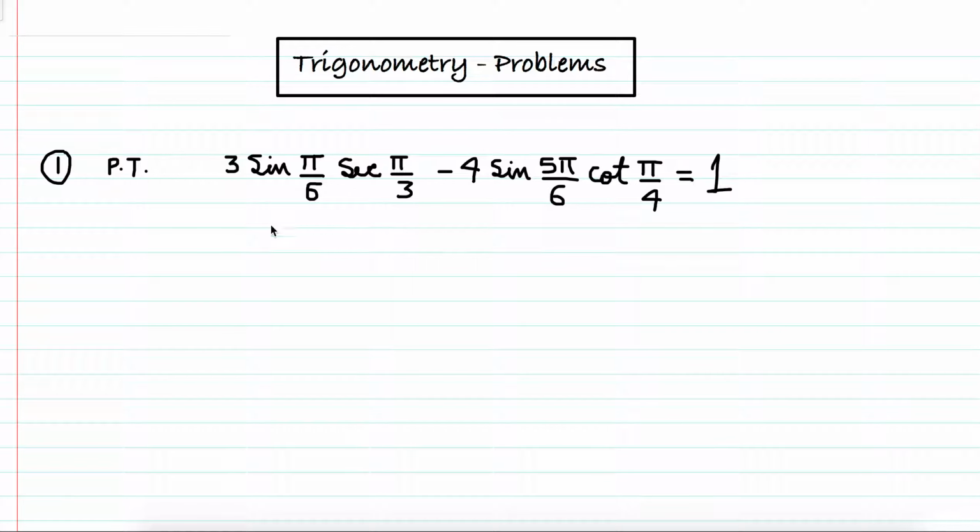So we know the standard values, sine pi by 6. Pi by 6 is 30 degree, pi by 3 is 60 degree. So we have to prove that this left hand side term is equal to 1. So we can start. Our left hand side is this term, so we can directly start evaluating this.